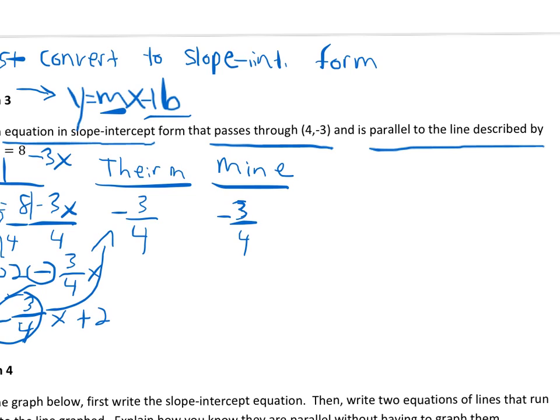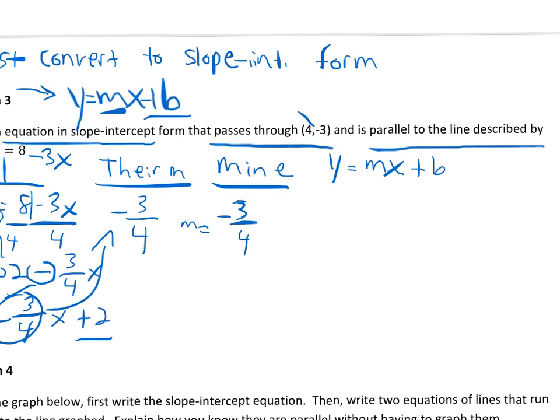Okay, so what's my equation going to look like? Well, if I do y equals mx plus b, I already know my slope. This is my m, so let's write m equals negative 3 over 4. Now I just need to find my b. Well, I know it's different than theirs. It's not this plus 2. It's got to be different.